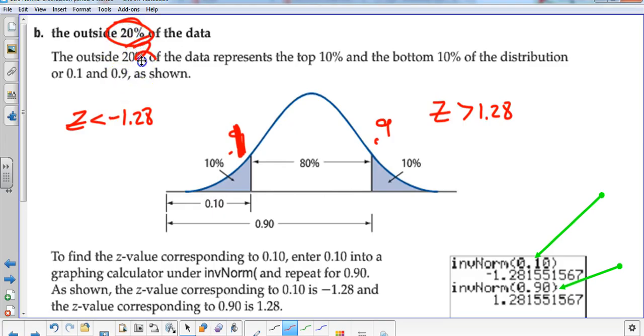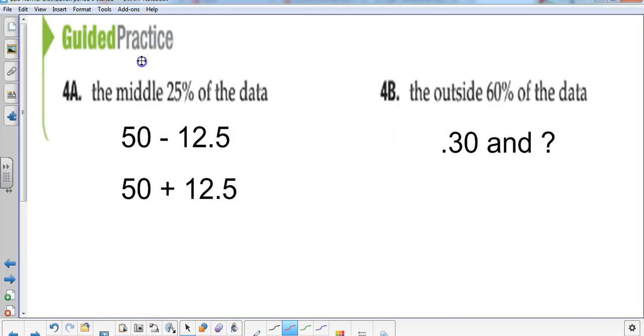All right, talk me through this real fast, just because students struggle with this. I don't know why, but if you want the middle 25%, what are the two cutoffs? If this is the middle, and you want a total of 25% in here, you have to go down how far and up how far?